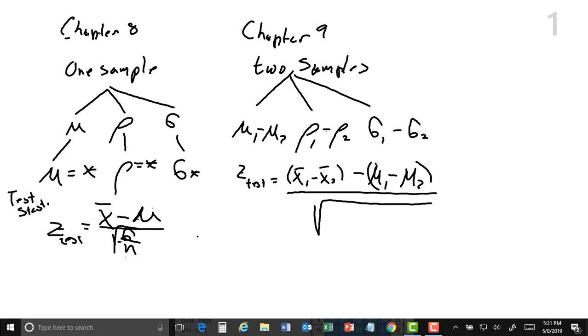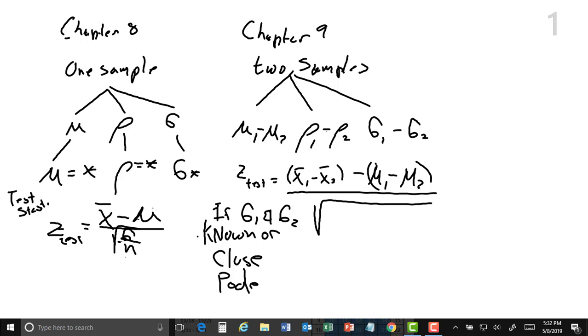So when we want to do the sample test for two populations, if sigma 1 and sigma 2 are known, then, or close to each other, somewhat close to each other, then we have to use a pooled variance, a pooled calculation. Why do I call it pooled? Because you're bringing together both variances of both variables.